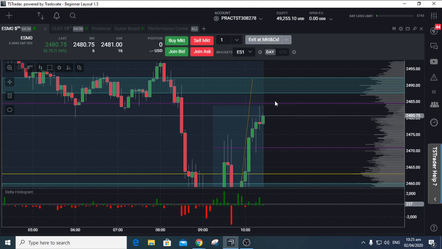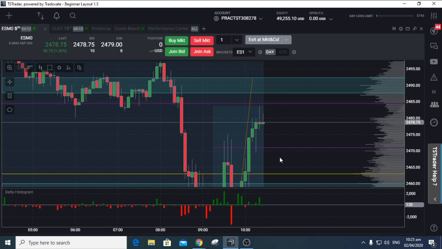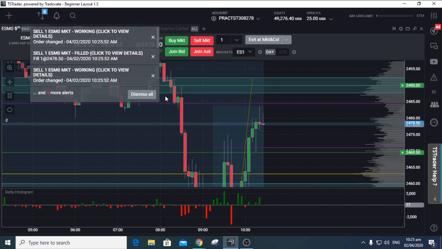Where is the node? Right here. Order filled. That is the signal there. I added myself on the micros, not the minis.